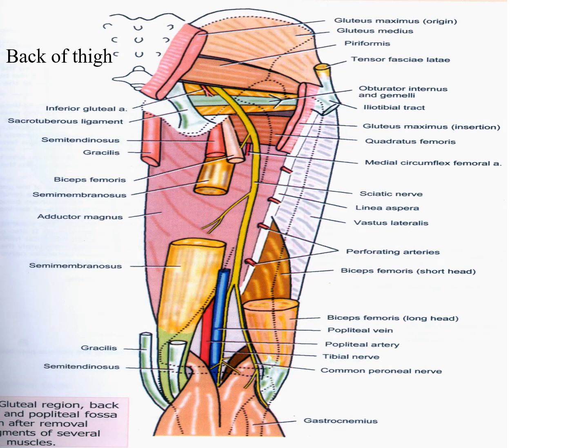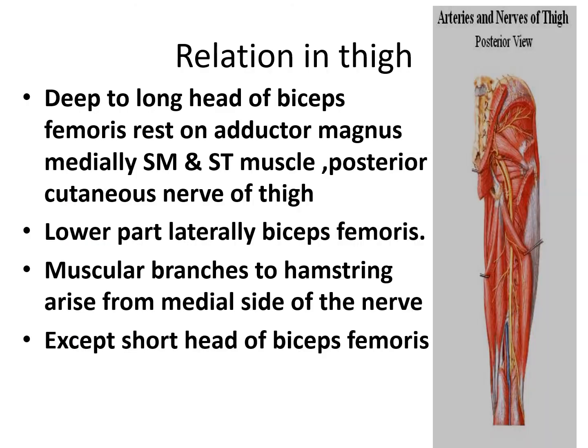So at the back of the thigh, the maximum relation of the sciatic nerve is below the inferior border of the gluteus maximus, lateral to the biceps femoris muscle, and at the apex of the popliteal fossa it divides into the tibial and common peroneal nerves. Relation in the thigh: deep to the long head of biceps femoris, it rests on adductor magnus, with semimembranosus and semitendinosus medially. Posterior cutaneous nerve of the thigh lies laterally to biceps femoris in the lower part. Muscular branches to the hamstrings arise from the medial side of the nerve, except for the short head of biceps femoris.